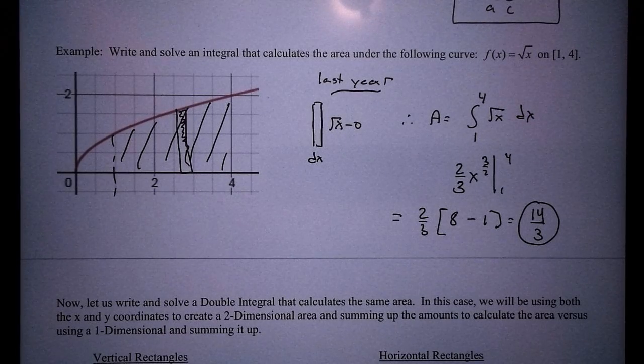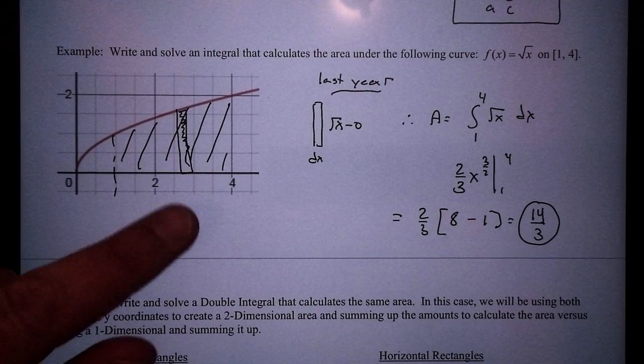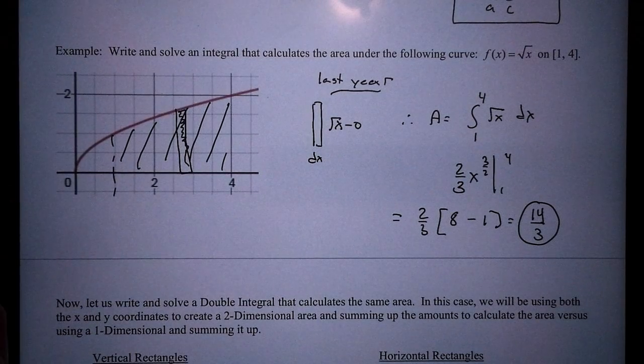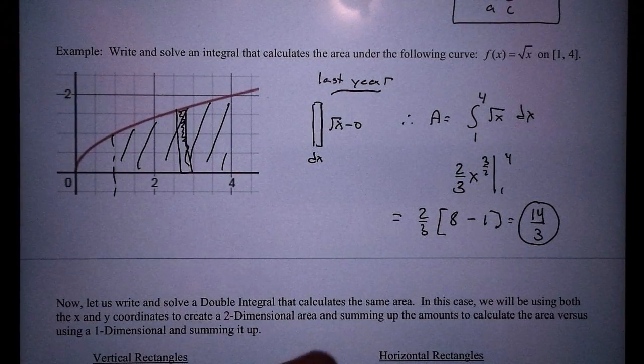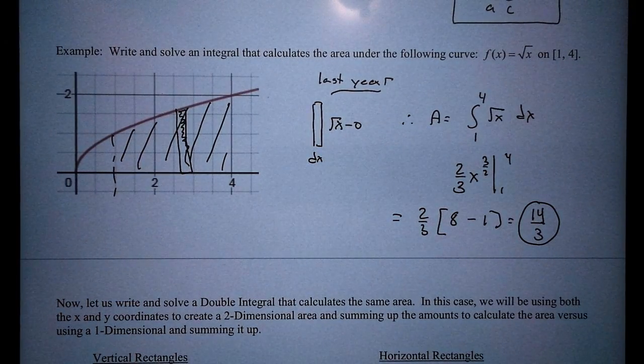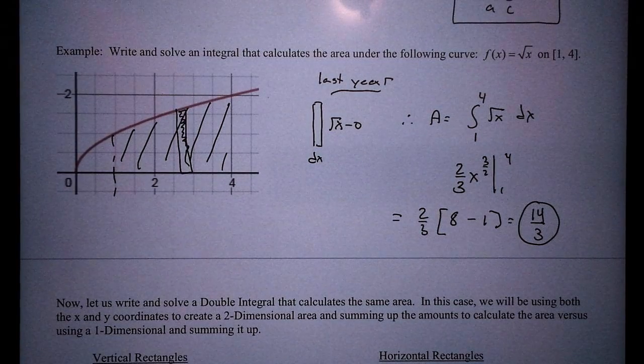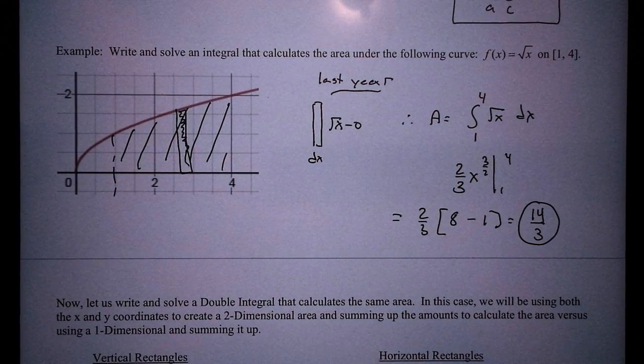Hello and welcome back. Alright, so in our last example, we went back to single variable calculus to find the area under a curve. And it was pretty easy to do, but now let's take a look at how we would do that using double integrals in a multivariable setting.